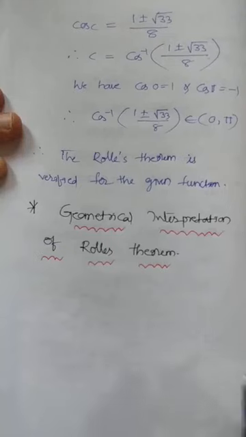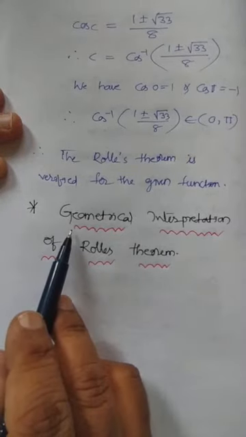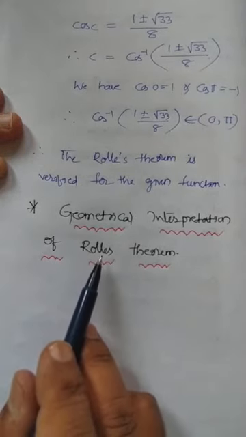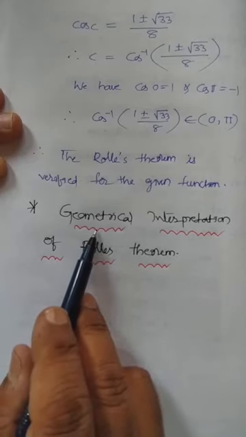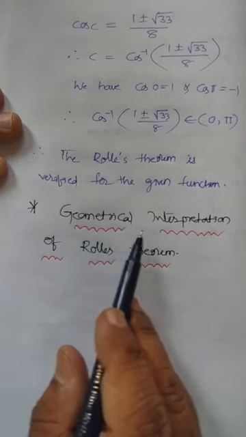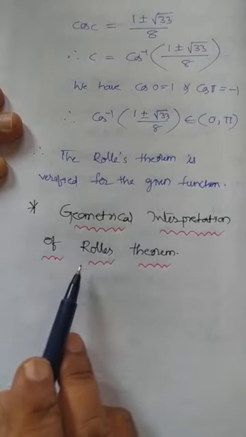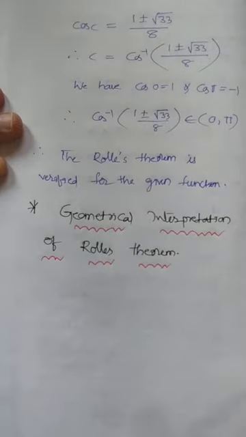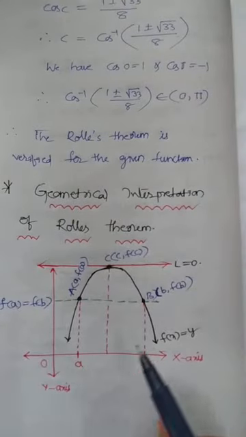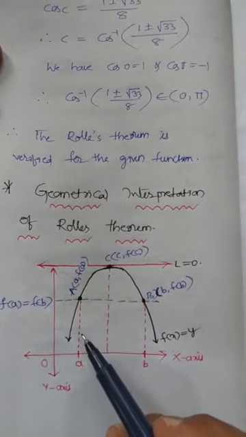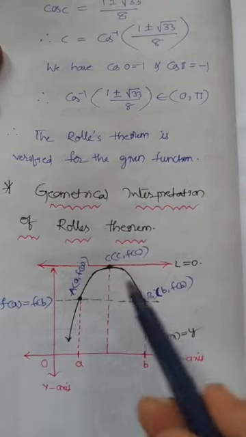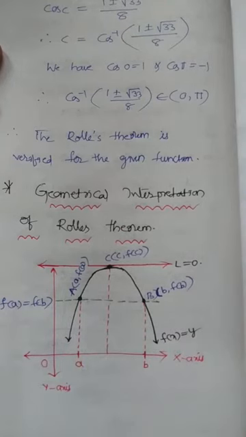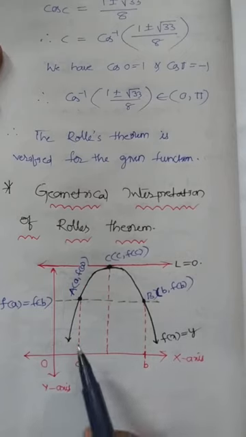Now we are going to represent the Rolle's theorem geometrically. So it is what now? Geometrical interpretation of Rolle's theorem. Now we are going to discuss this. Now observe this graph. The total data here for the Rolle's theorem is there in this graph. Clearly observe that. So this is our function.